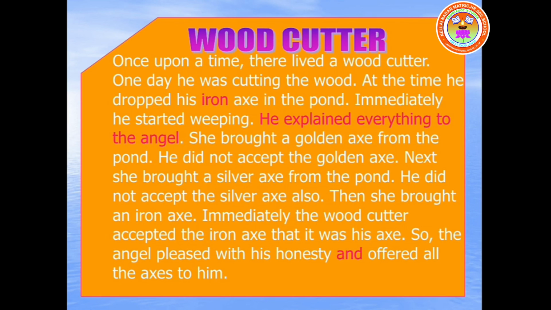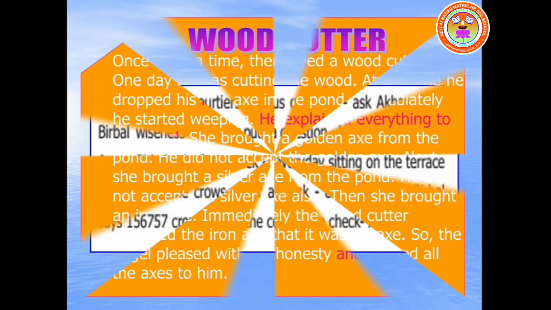He did not accept the golden axe. Next, she brought a silver axe from the pond. He did not accept the silver axe also. Then she brought an iron axe. Immediately the woodcutter accepted the iron axe, that it was his axe. So the angel, pleased with his honesty, offered all the axes to him.